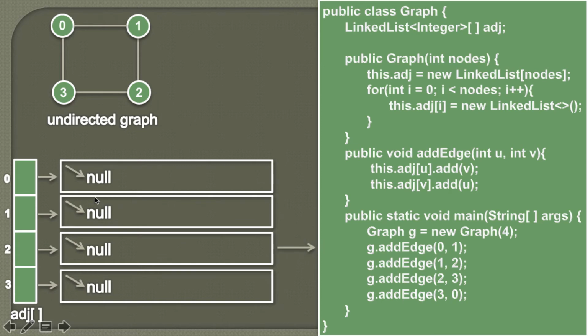So friends, here we have created an array of linked list, and at each index we have a separate linked list. Here you can see from vertex 0 to vertex 1 there is an edge. So we'll call the add edge method and pass the values 0 and 1, stating that there is an edge between 0 and 1. So the value of u is 0 and the value of v is 1.